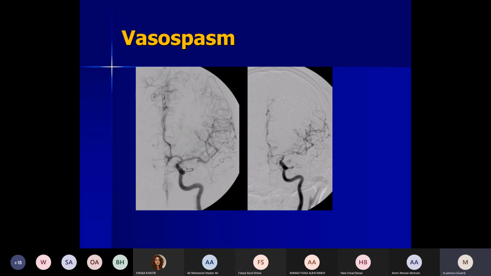And as we mentioned, vasospasm starts after day 3, and this is early on angio after subarachnoid hemorrhage. There is a normal vessel, and after 7 days, we can see the narrowing in the cerebral vessel, and this narrowing can be severe enough to cause infarction. But as we mentioned, this usually starts after day 3, and the peak time is day 7.